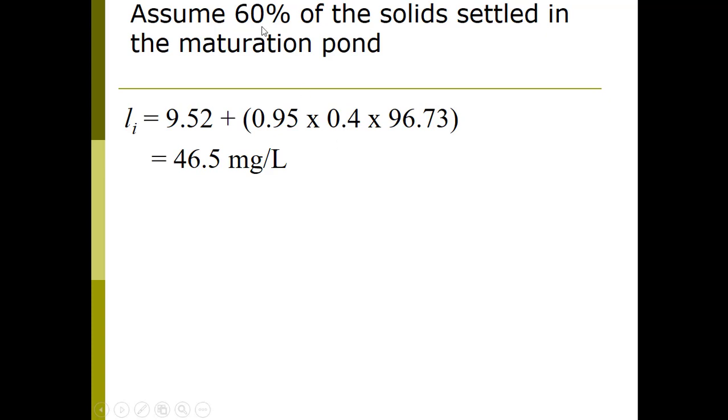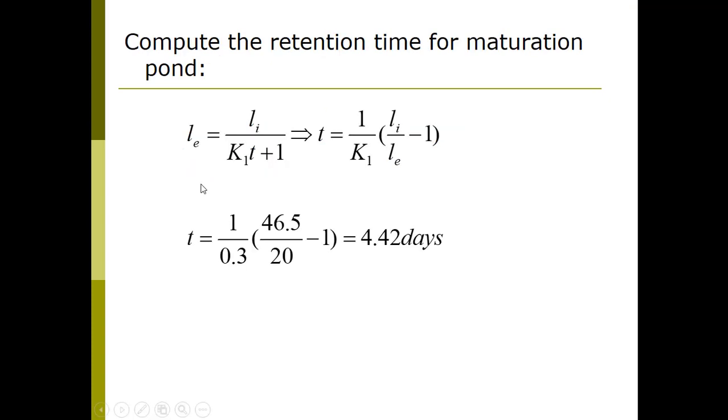If you assume 70% of the solid settled, you multiply by 0.3. If you assume, let's say, 65%, then the x will be multiplied by 0.35, which is the remaining, not settled. Okay, so the Li entering the maturation pond should be 46.5 milligram per liter. Okay, let's continue.